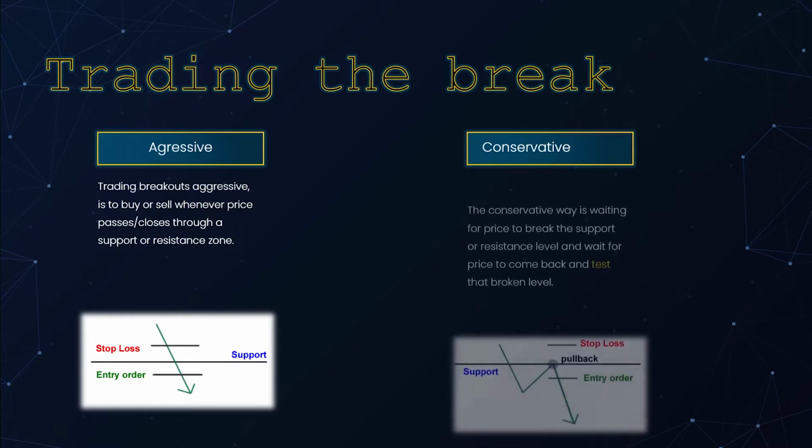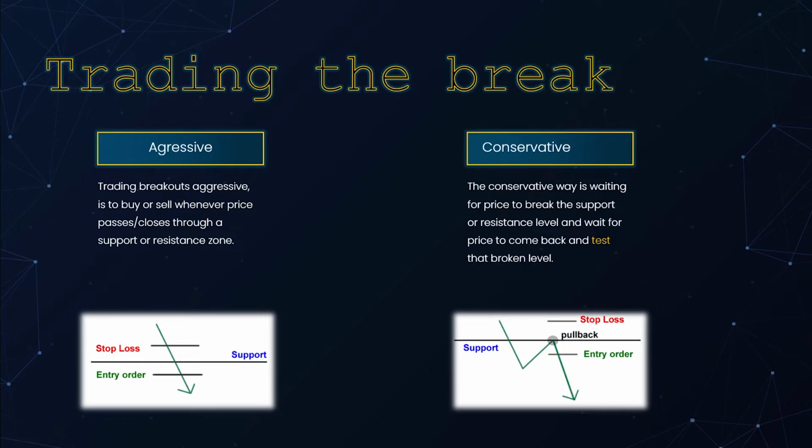The conservative way is waiting for price to break the support or resistance level and wait for price to come back and test that broken level. We need a clear and evident break before going for the retest. The funny thing about that is that the aggressive trader and the conservative trader will probably have the same entry price. The difference is that the conservative trader has way less risk than the aggressive trader, because the level has definitely been broken convincingly before entering a trade.